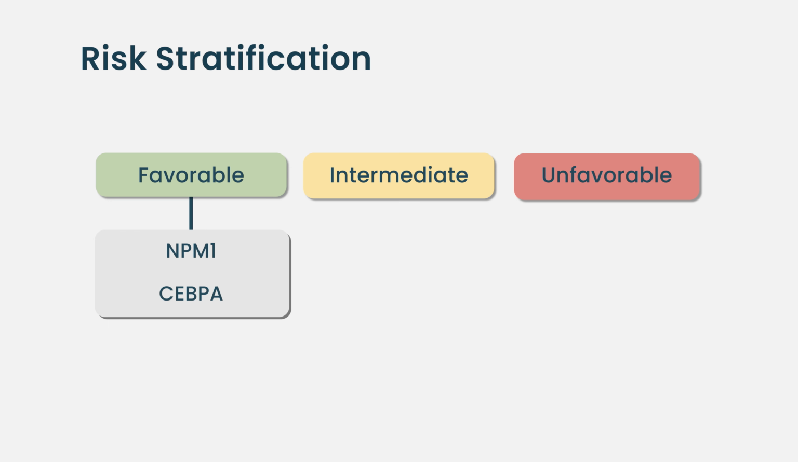Mutations in NPM1 and CEBP alpha generally put you into a favorable risk group. The one caveat to that is that sometimes you don't only have one mutation. So sometimes if you have an NPM1 mutation with, for example, a FLT3 mutation, you get downgraded from a favorable risk group to an intermediate risk group because the FLT3 mutation puts you into a different group.